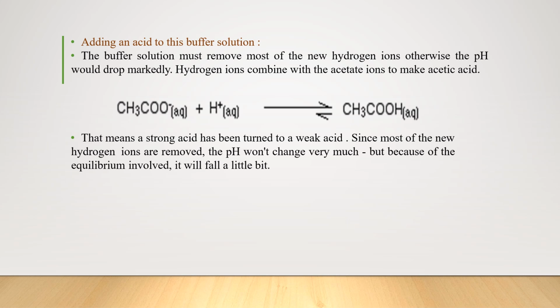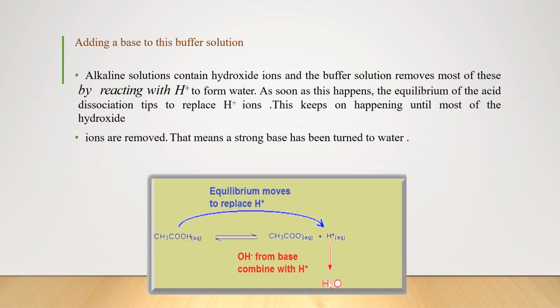Adding an acid to this buffer solution: the buffer solution must remove most of the new hydrogen ions, otherwise the pH would drop markedly. The hydrogen ions combine with the acetate ions to make acetic acid. That means a strong acid has been turned into a weak acid. Since most of the new hydrogen ions are removed, the pH would not change very much, but because of the equilibrium involved, it will fall a little bit.